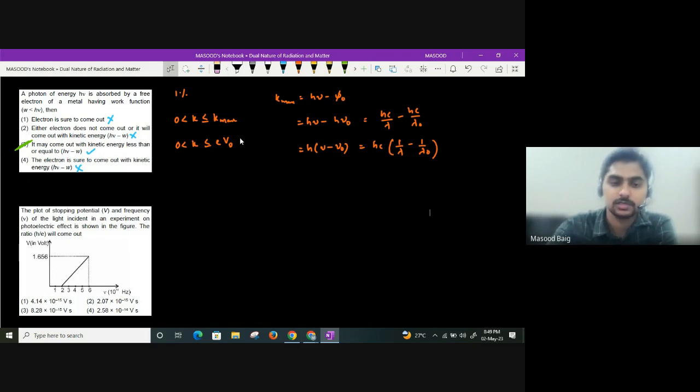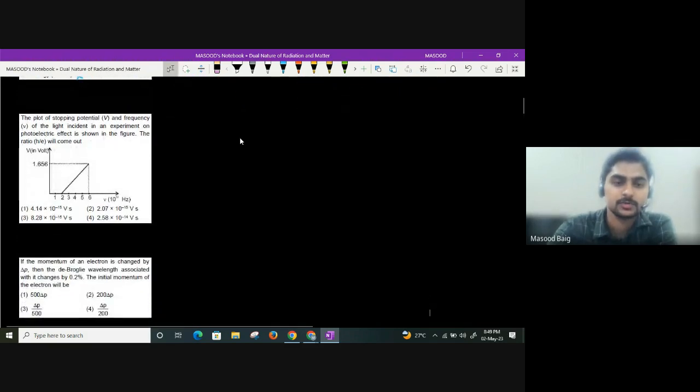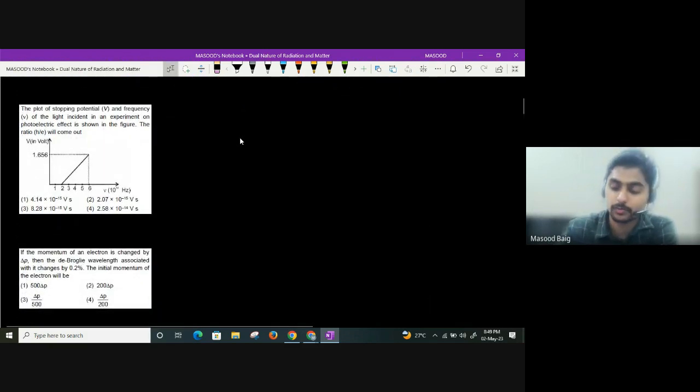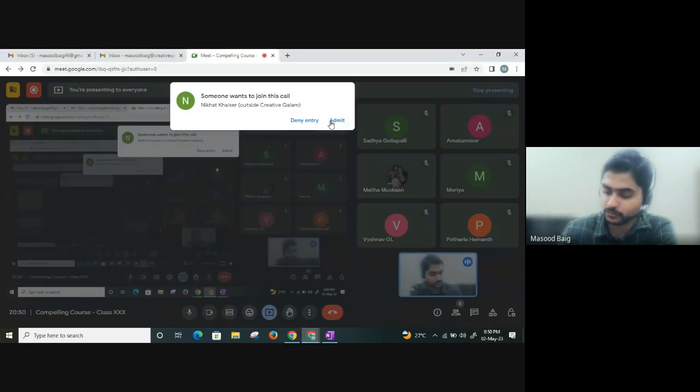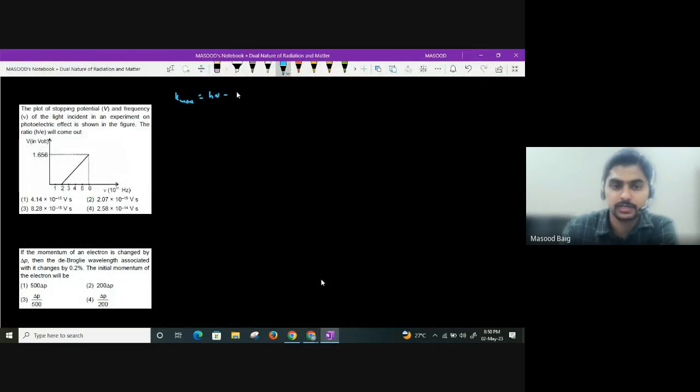Next case: the plot of stopping potential and frequency of the light in an experiment. Stopping potential and frequency are given, guys. Now, how will you find out that graph? It is also a very important graph. We got the maximum kinetic energy as h nu minus phi naught. I can write maximum kinetic energy as eV naught, which will be equal to h nu minus phi naught.